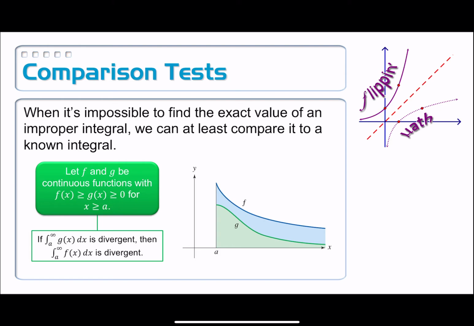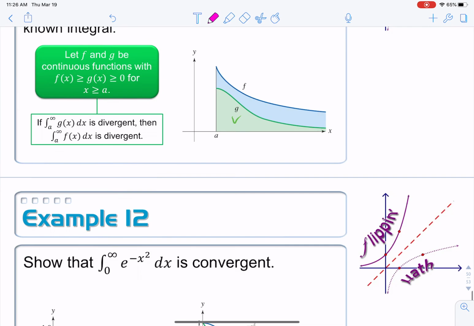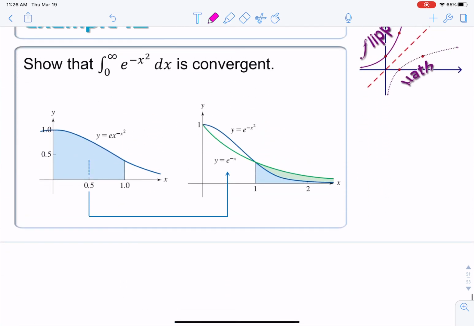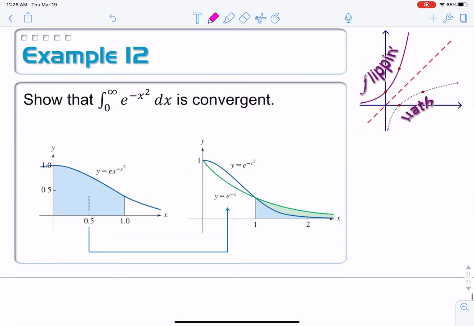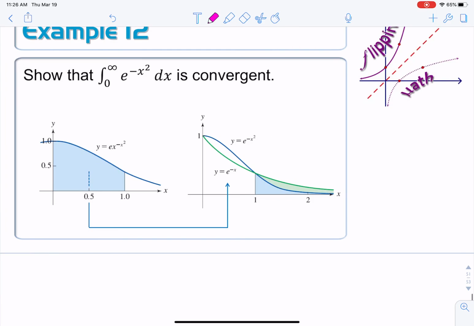As long as it's ultimately below it for everything greater than or equal to 1, then we can use this comparison test. Okay, so that's exactly what we're going to do here. So we're going to show that the definite integral from 0 to infinity of e to the negative x squared is convergent by comparing it to this other one, which is e to the negative x.